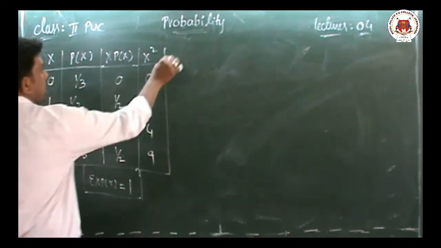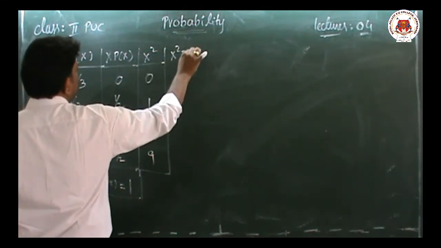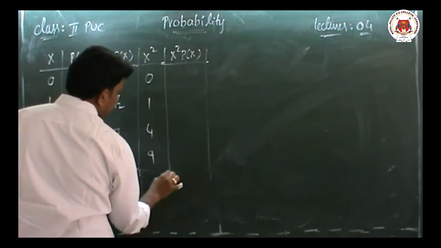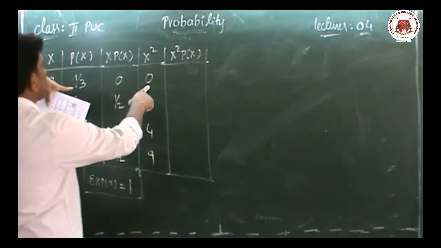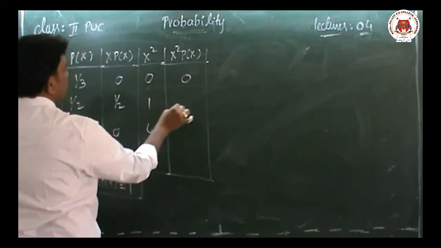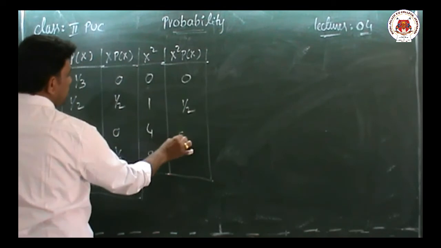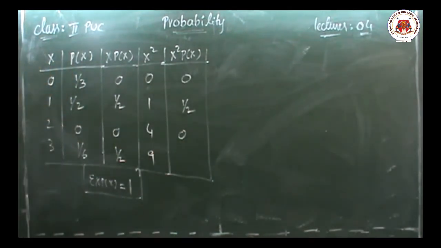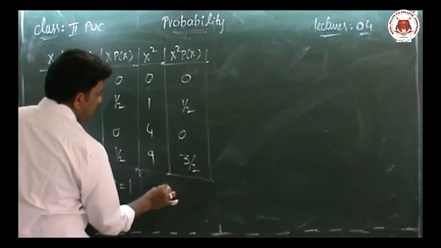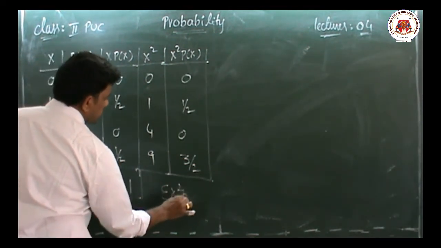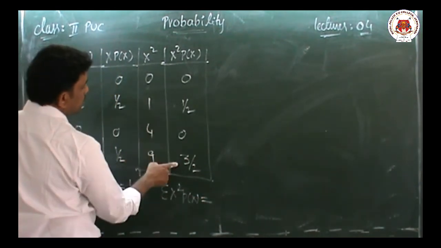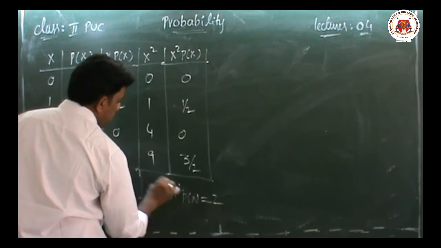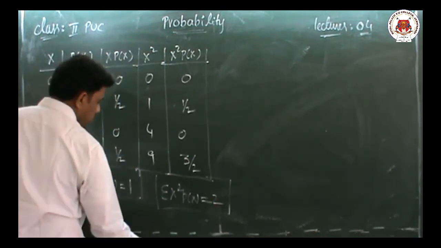Next one is asking x square into p of x. So x square is here, p of x is here. I am going to multiply 0 into 1 by 3, 0; 1 into 1 by 2, 1 by 2; 4 into 0, 0; 9 into 1 by 6, which is 3 by 2. So the summation of x square into p of x means 3 plus 1, 4, 4 by 2 means 2. This value is equal to 2.